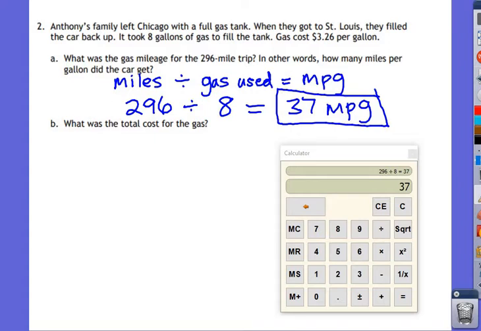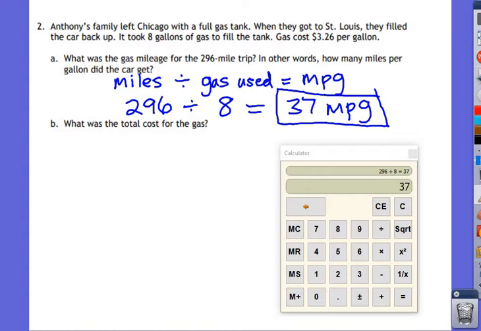Is it counting the electricity used from the battery? No, it's just counting the gas. So what kind of car do you think that is? This would probably have to be some sort of hybrid car. You know how they advertise all the hybrids? Yeah. Hybrids get better gas mileage.